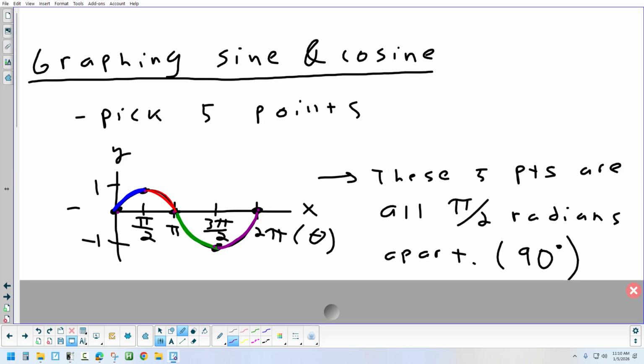You can pick more points, but 5 is really what you need. It gives you nice points equally spaced at each quarter. Okay, so I call these the 5 key points, or the 5 important coordinates that you need.